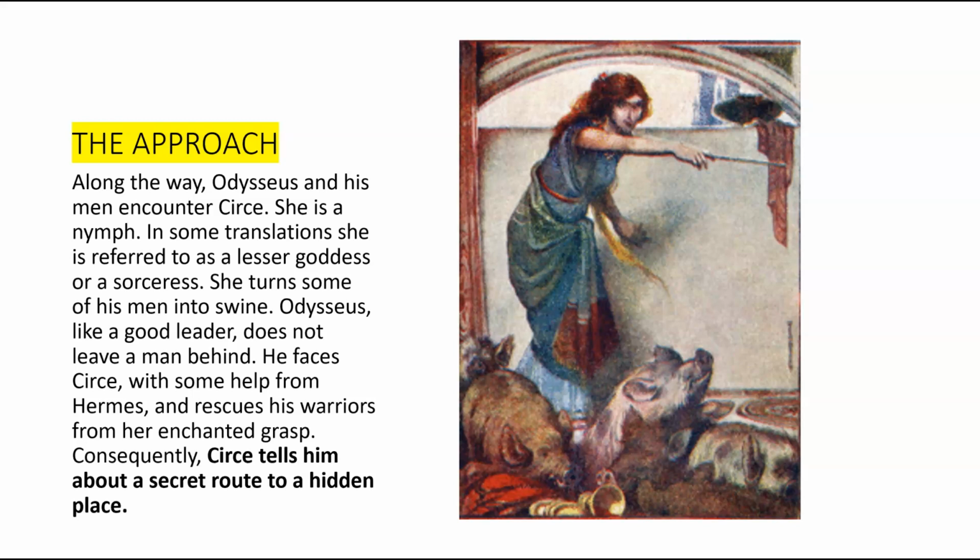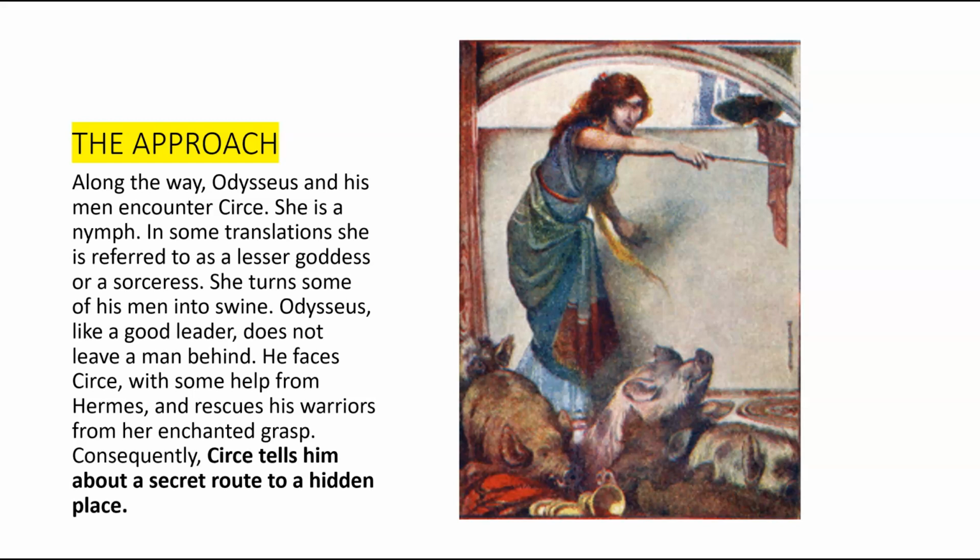Well, Odysseus, like a good leader, is a model of behavior. He doesn't turn tail and leave his men behind. A good soldier doesn't leave his men behind. Odysseus goes to get his men back. In fact, he meets Hermes along the way.